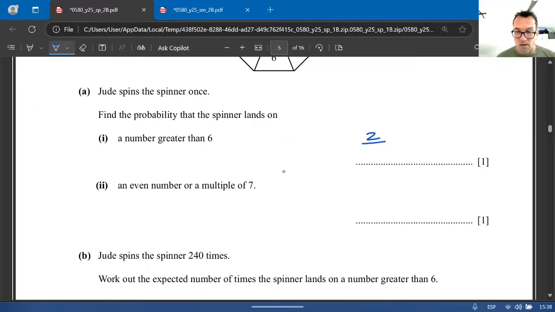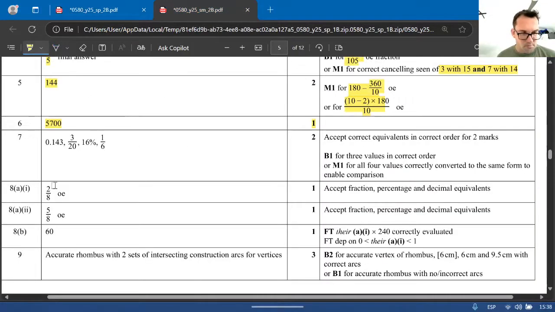2 numbers out of how many? 8. That's all. Did they say you have to simplify? No. So that's why it's 2/8, or equivalent. So if you did write 1/4, it's correct. Let's write those things down. You can write 1/4. You can write 4/16. You can write 25% or 0.25. That's all correct.